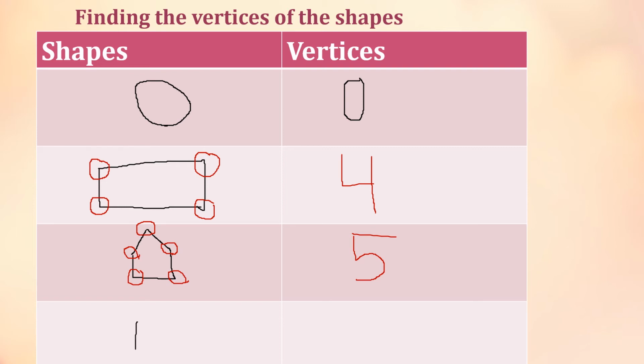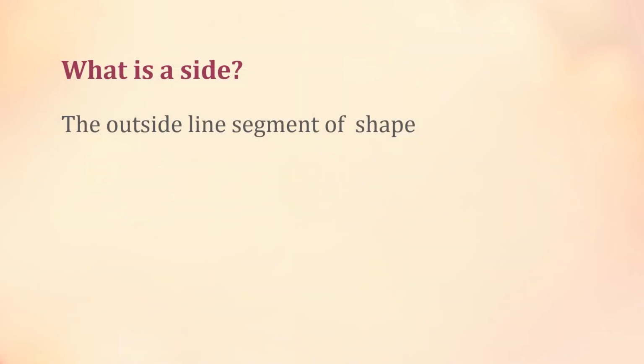And our last shape. What shape is it, boys and girls? If you say a square, you're right. It is a square. So let's see how many vertices it has. It has 1, 2, 3, and 4. So we could tell that this shape has 4 vertices. Now let's go over sides. What is a side? A side is the outside line segment of a shape.